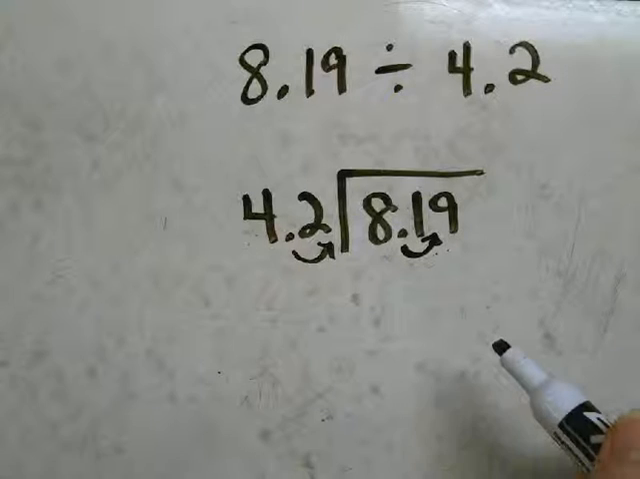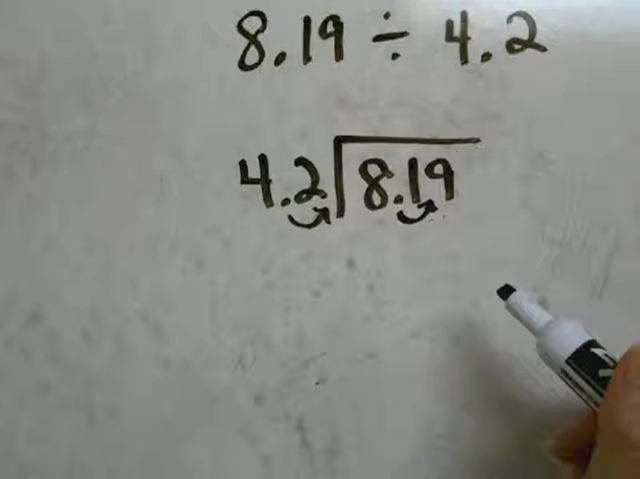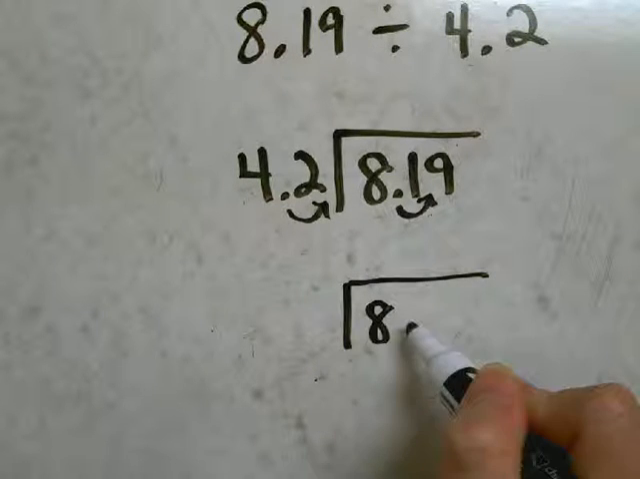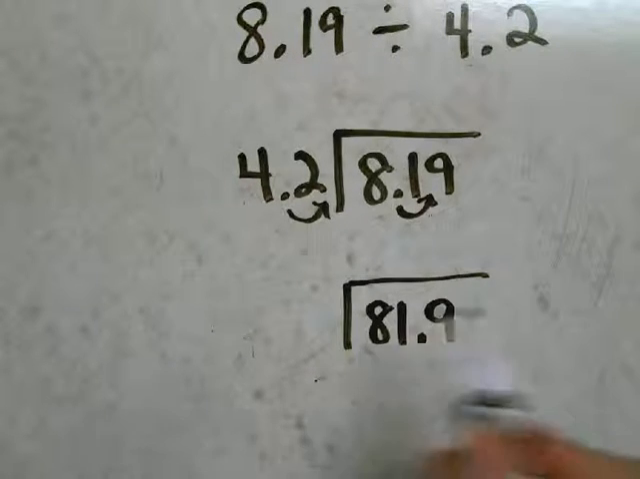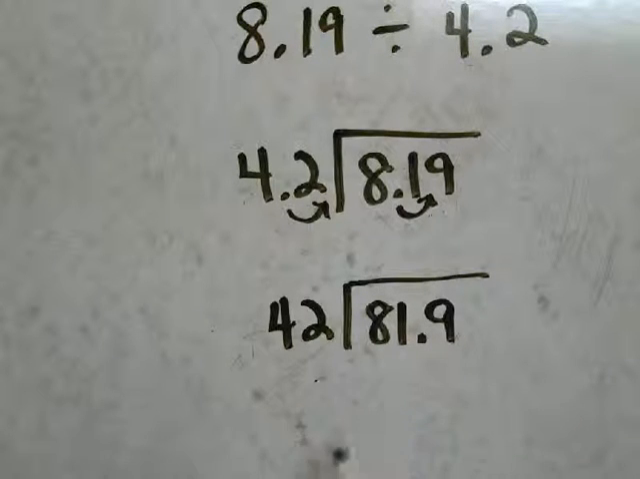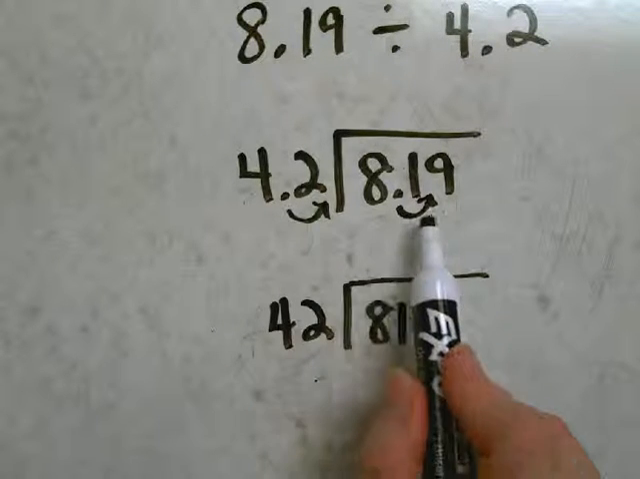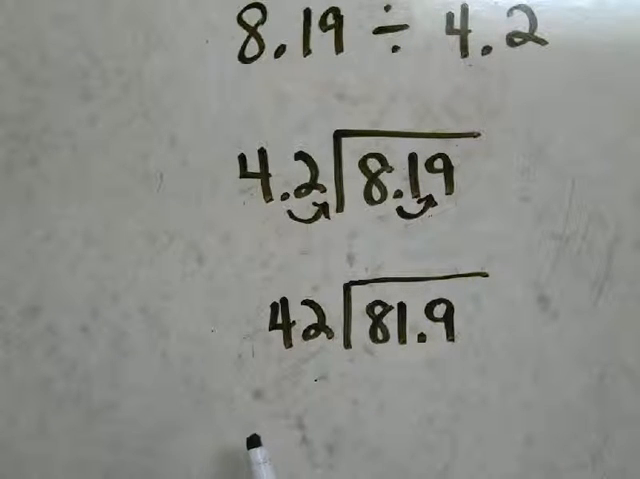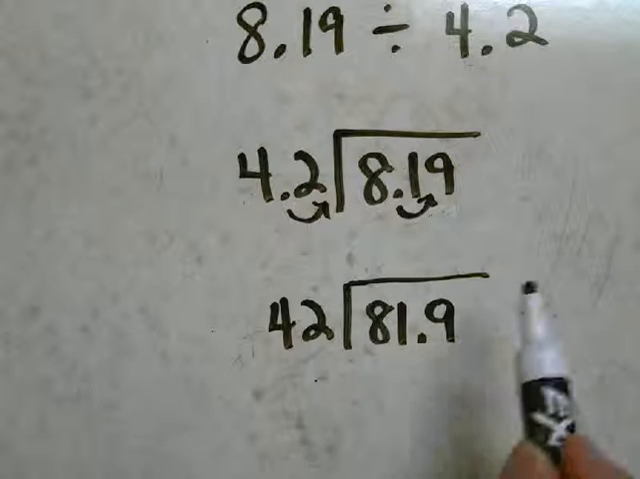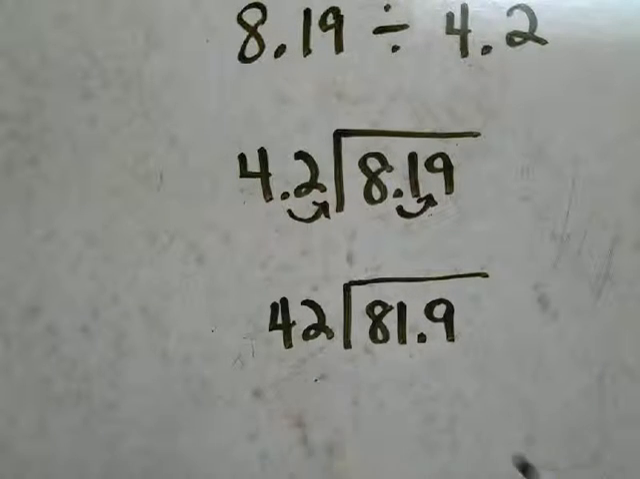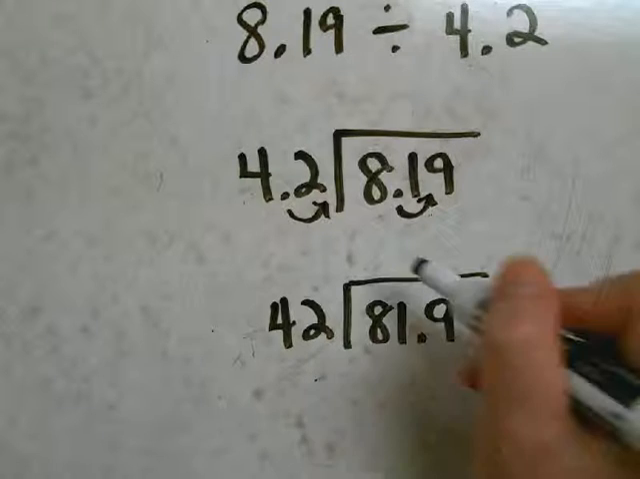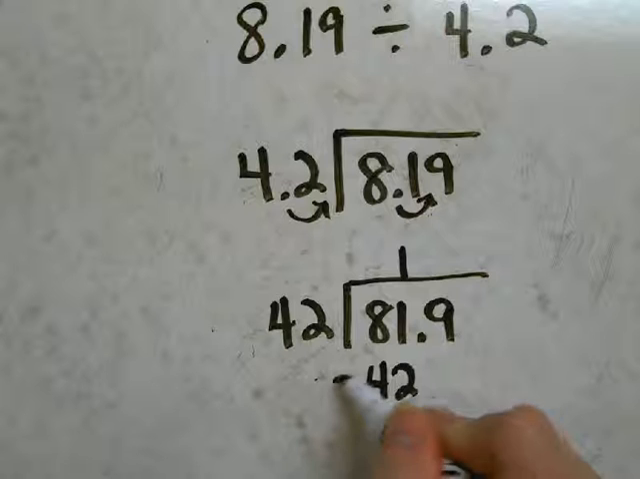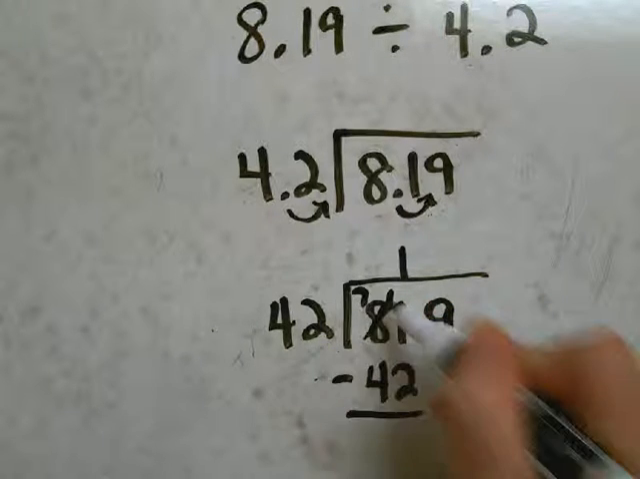So really, instead of 8.19 divided by 4.2, if I rewrite the problem, it should be 81.9 divided by 42. Because we moved that decimal point over. And so now my decimal point is here, and it's at the end here. And now we're back to doing what we did before. We can put 42 into 81, and it's going to go in once, which is 42. And when I subtract that, I end up with 39.